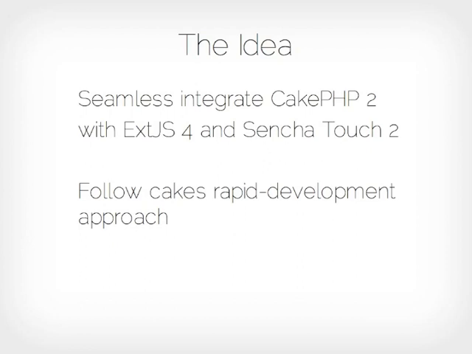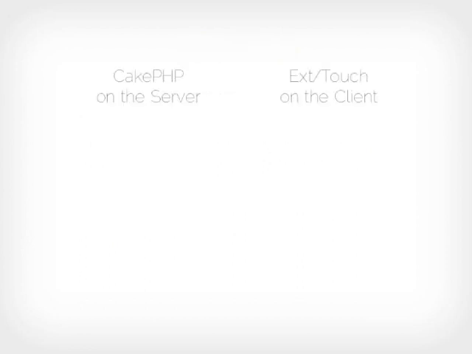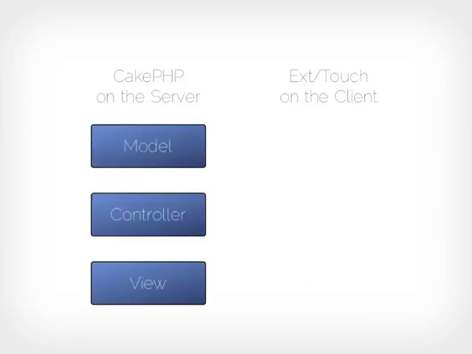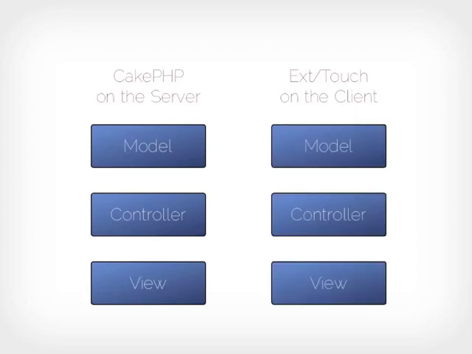So about the idea. On the back end, you're using CakePHP. CakePHP implements MVC. On the client side, you're using ExtJS or Sencha Touch. Both of them are also using the MVC model. So when you would have to write code now, you would create CakePHP models, you would create controllers, you write ExtJS or Sencha Touch specific views.